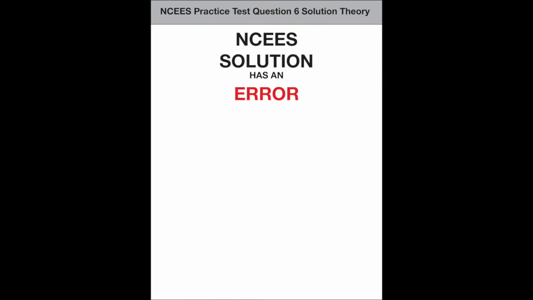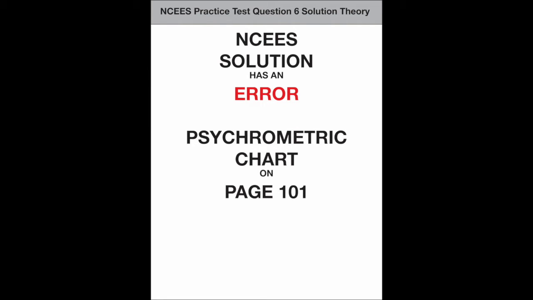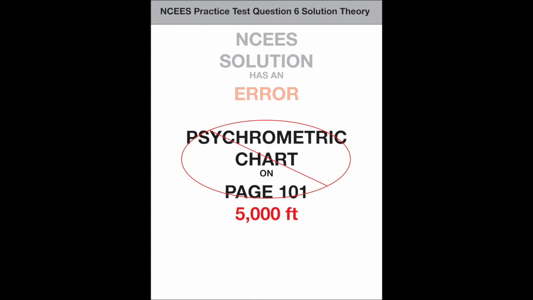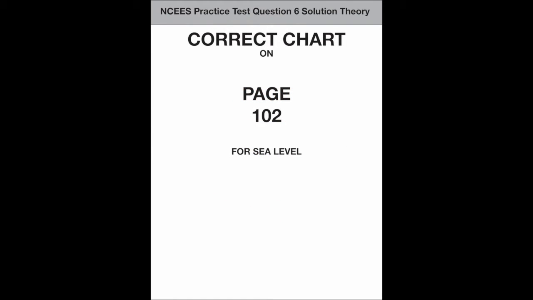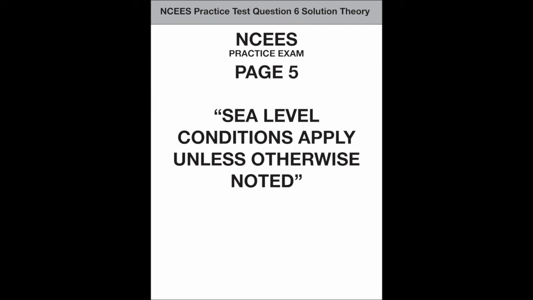The NCEES solution has an error. It says to look up values on the psychrometric chart on page 101, but that's the 5,000-foot altitude chart. The correct chart is on page 102. On page 5 of the practice exam, it says that sea level conditions apply unless otherwise noted, and there's no reference to 5,000 feet elevation in the question.